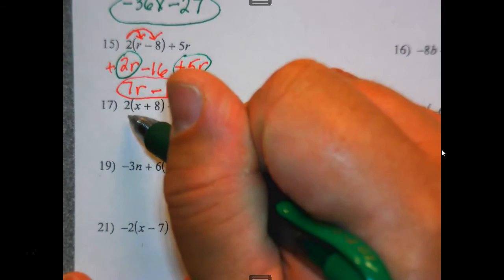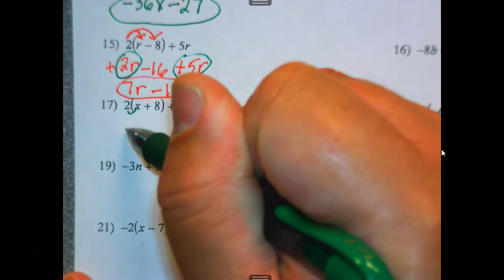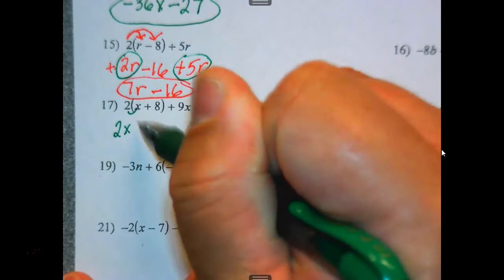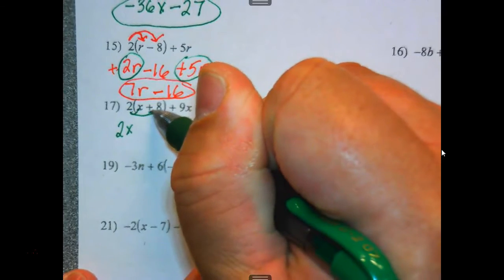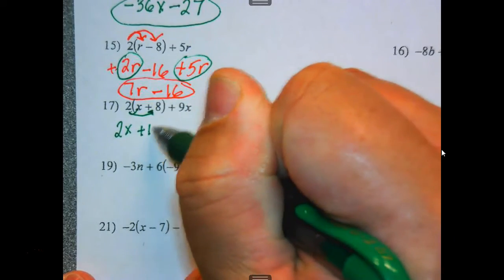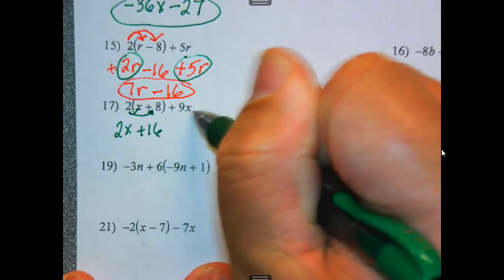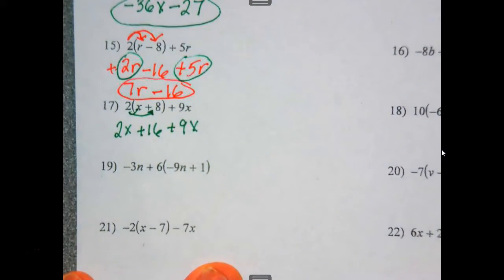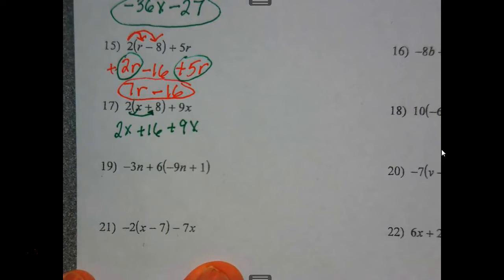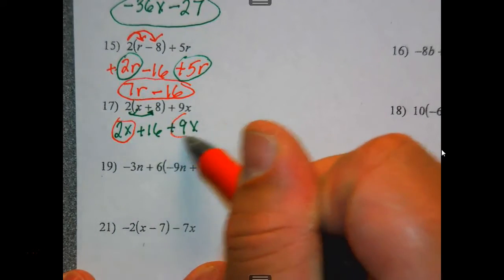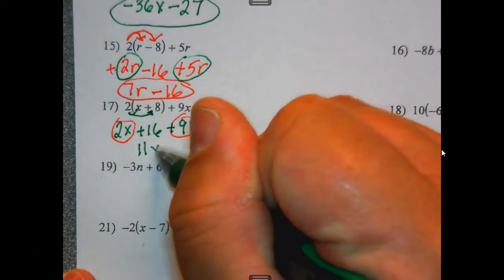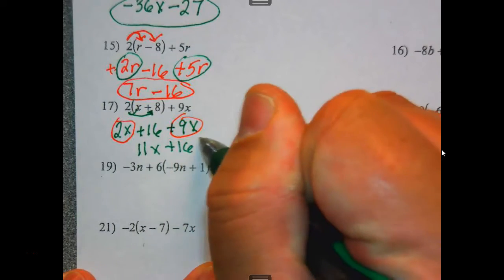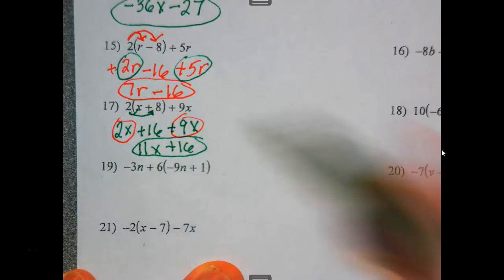2 times x, 2x. 2 times positive 8, positive 16. This is outside the parentheses, just bring it down. I have like terms. I have a 2x and a 9x. There you go. 11x plus 16.